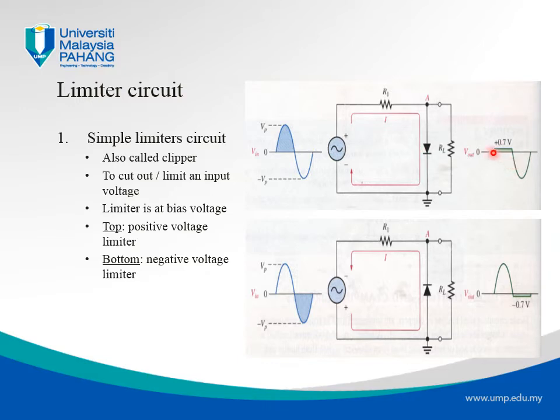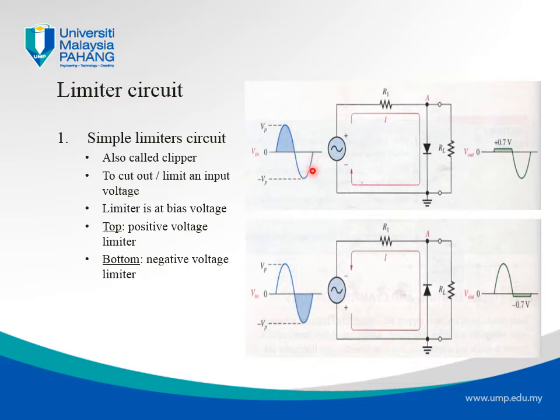So we will see basically a small value of voltage of 0.7 volts, right? So this is the positive limiter. And the negative limiter is basically the opposite of the positive limiter, when we put the diode in the opposite direction, right? If you look into the positive limiter again, what will happen when the input signal goes into the negative part of the waveform?